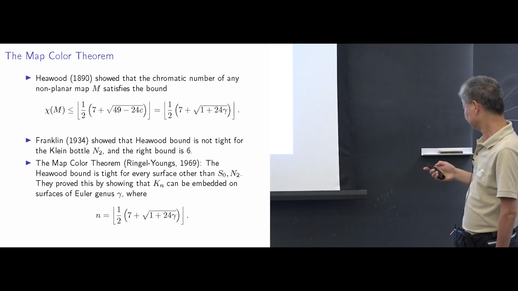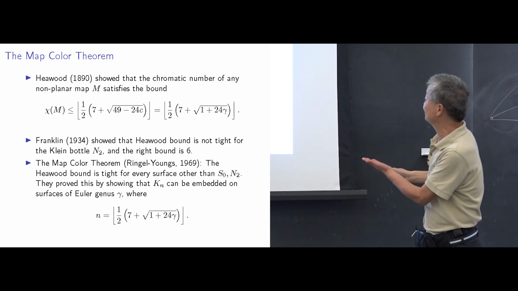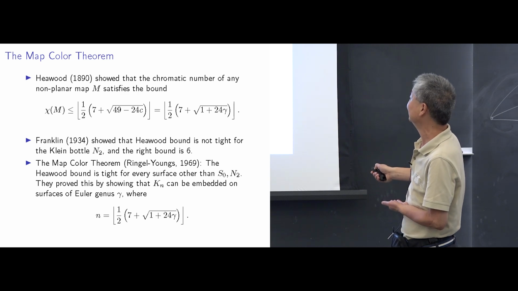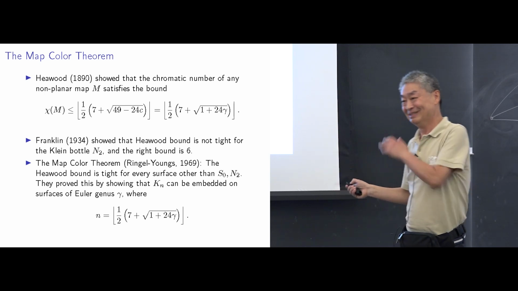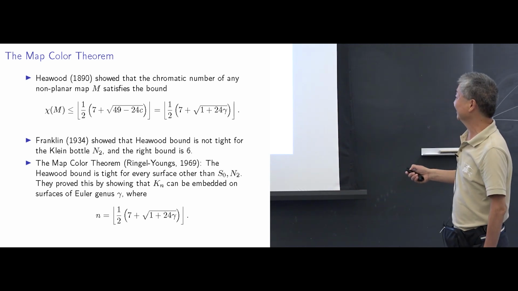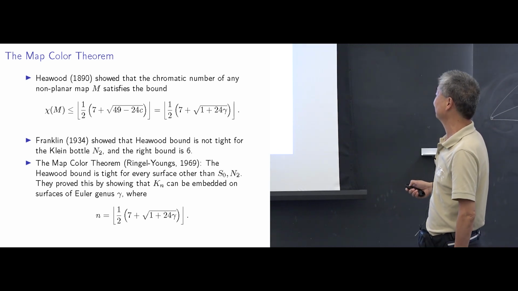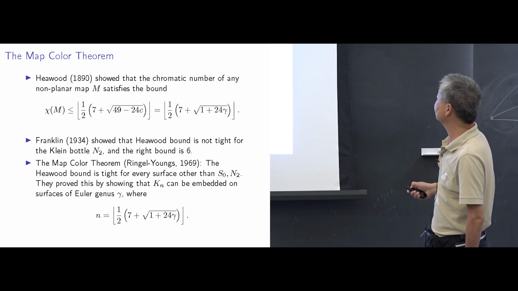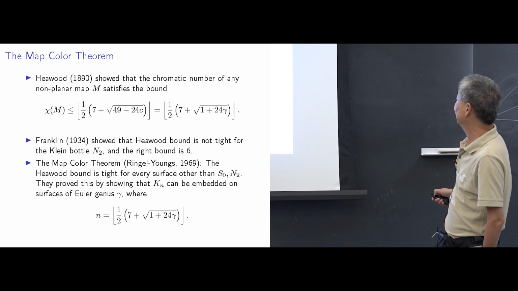And now, of course, if you substitute gamma by 0 in this bound, then you get 4. But then that's really the four-color theorem. That's actually the difficult one, right? But off the plane, this upper bound is actually much easier to prove, okay? Just a one-page proof.